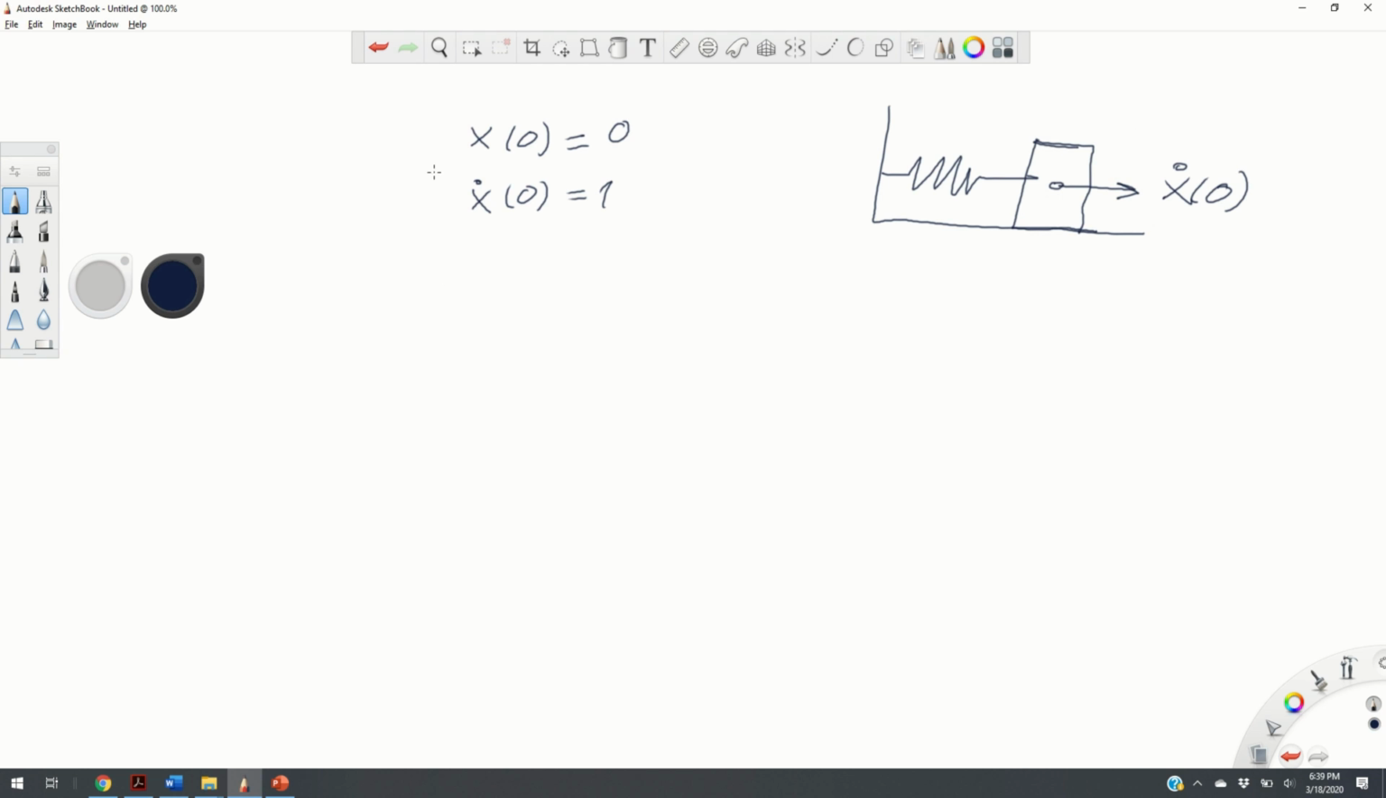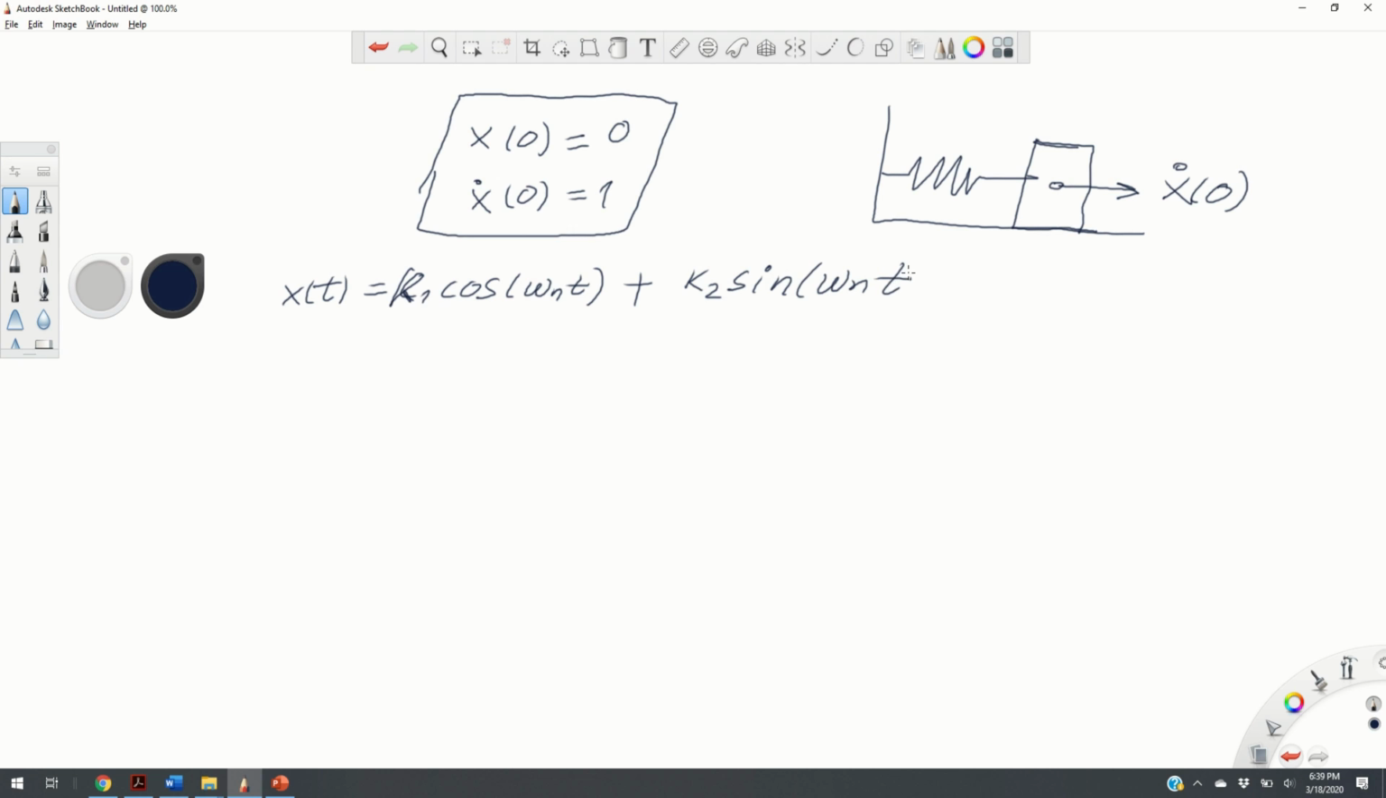So let us now substitute these values in the solutions. So what do we have? The general solution has the following form: C1 or K1, we use the notation K1 cosine omega n t plus K2 sine omega n t. So let us substitute the first initial condition. So x of 0 is equal to 0. So what do we have here? We have K1 cosine omega n times 0 plus K2 sine 0, which is 0, and this is equal to 0.